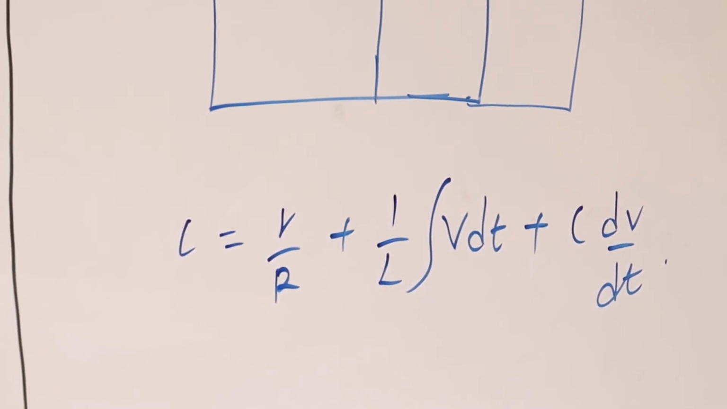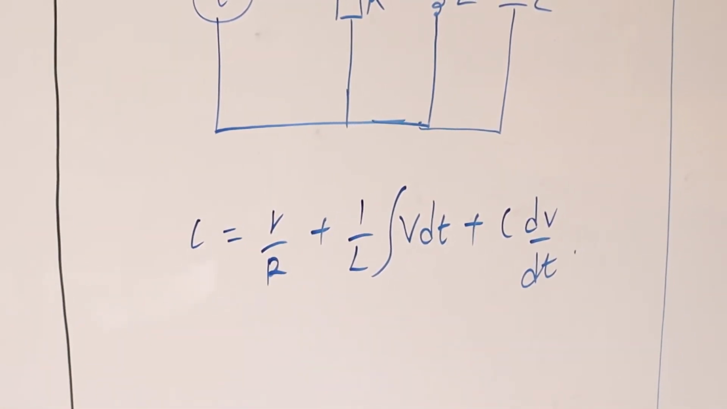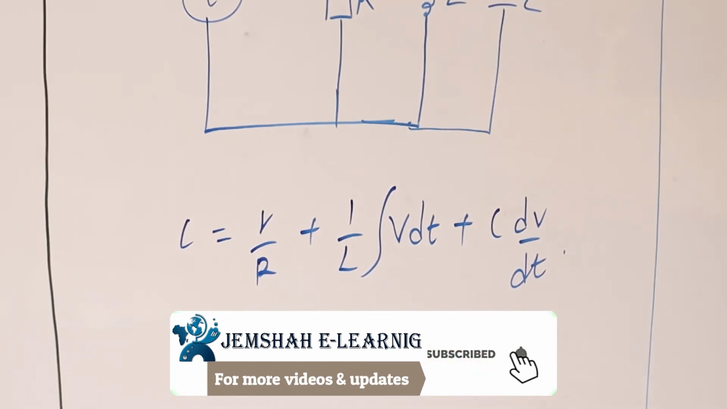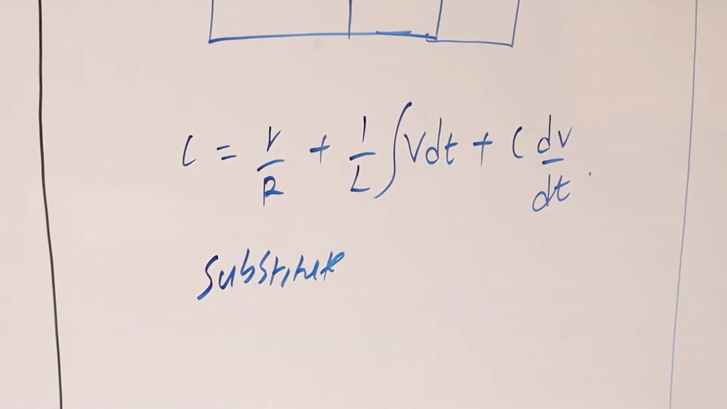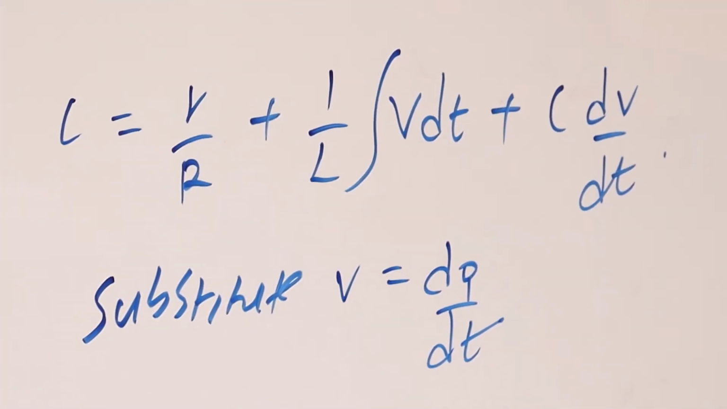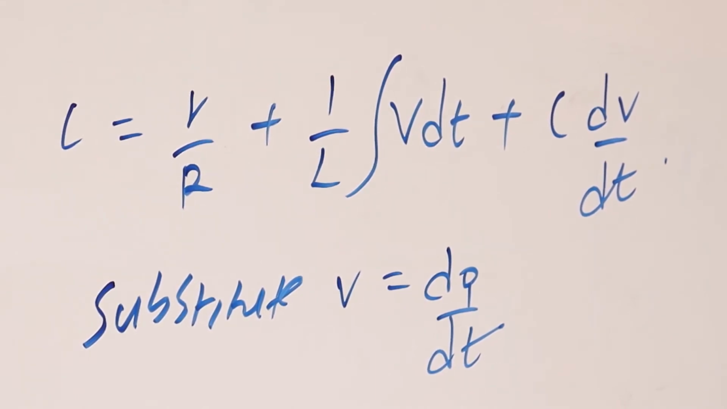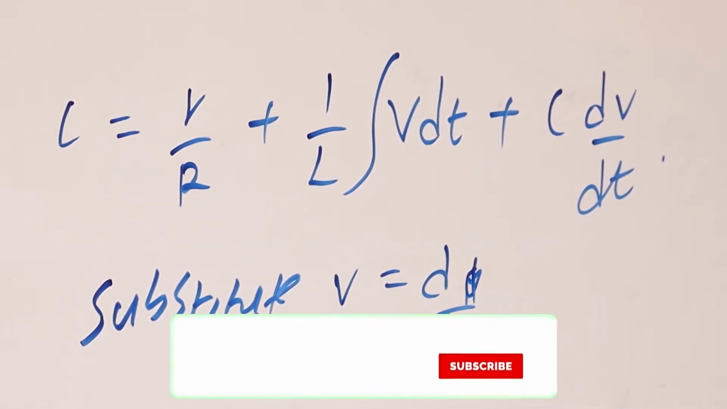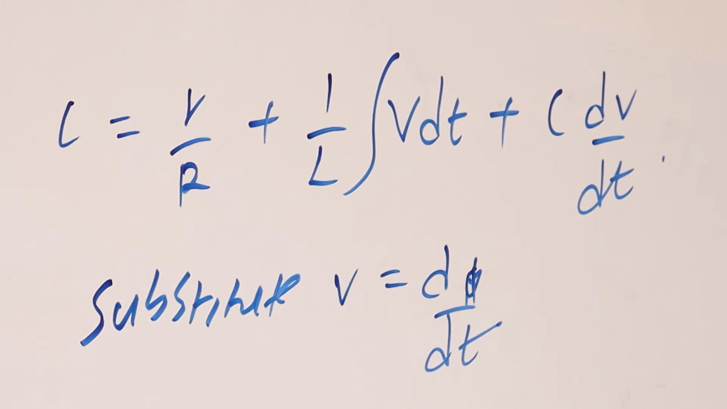We can substitute V with dq over dt. If we do that, then we are going to have not dq but d phi over dt, where phi is the flux. We can talk of it as the magnetic flux.